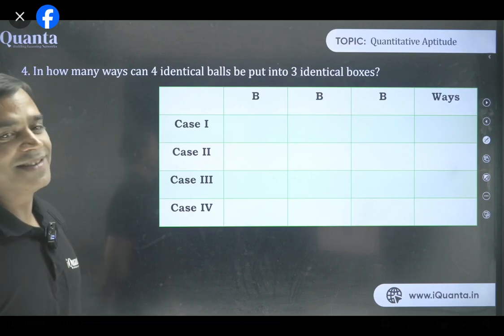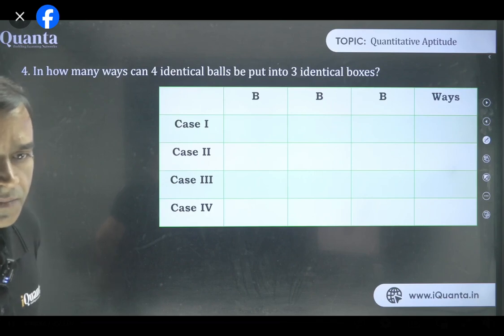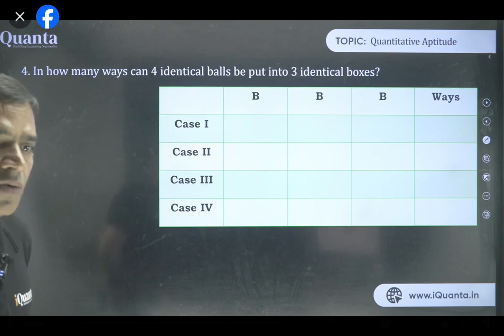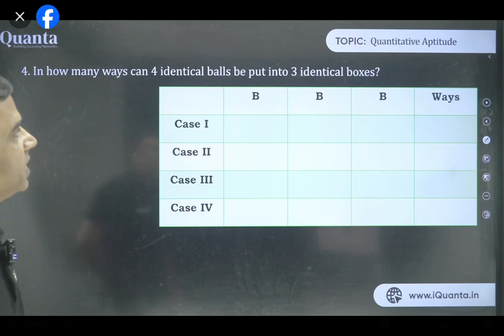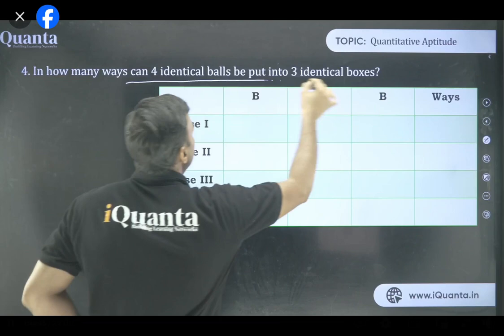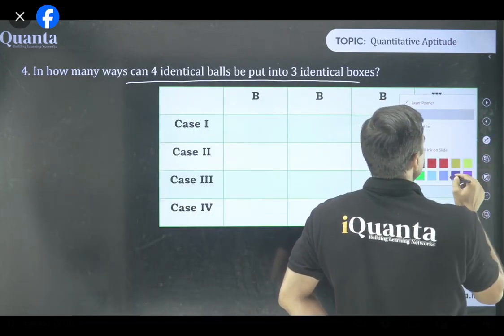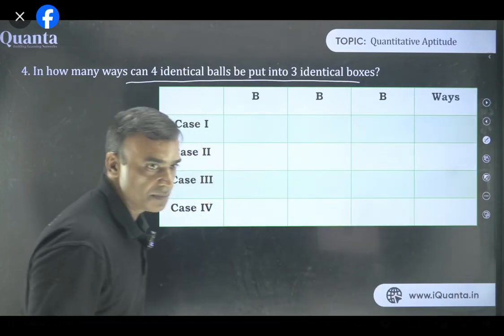4 identical balls, 3 identical boxes. This question has nothing to do with permutation combination. It says 4 identical balls, 3 identical boxes. So what is in this? This is not permutation combination. This is pure counting on fingers. So count that on fingers, right?